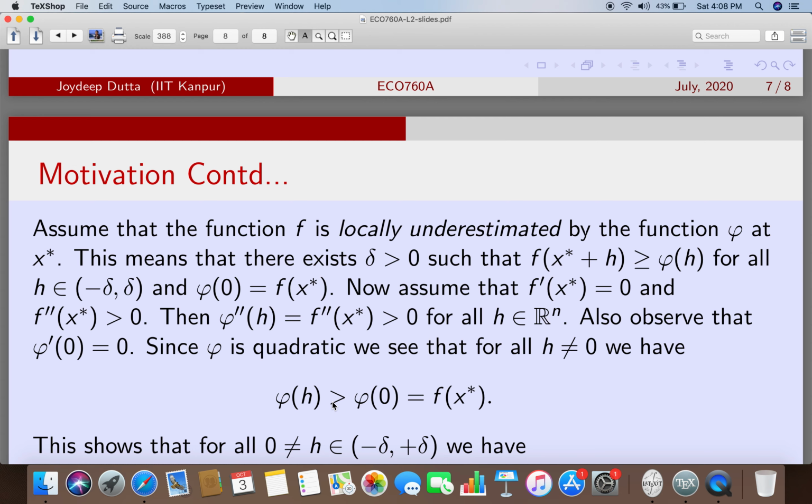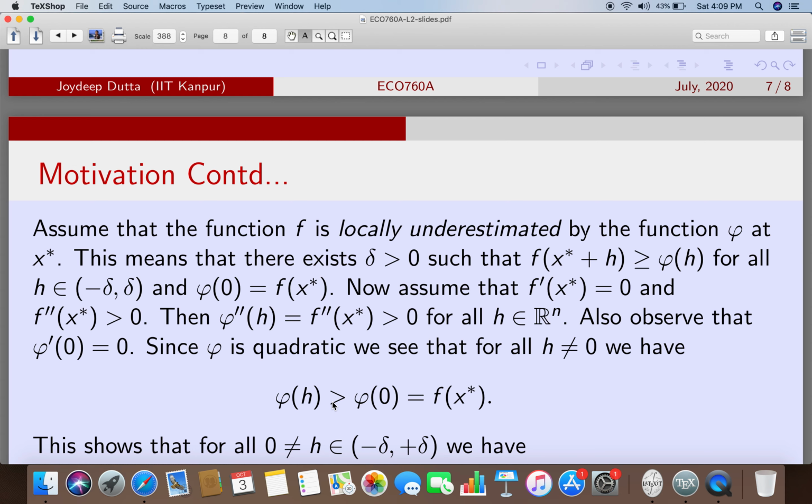Obviously, phi of 0 coincides with f of x star. You can understand it as two quadratic curves, one slightly above the other. You can just draw it. Now, assume the situation where f dash x star equals 0, that is, x star is the critical point, and f double dash x star is strictly greater than 0.